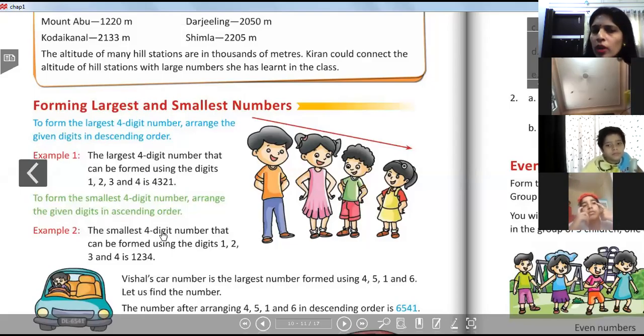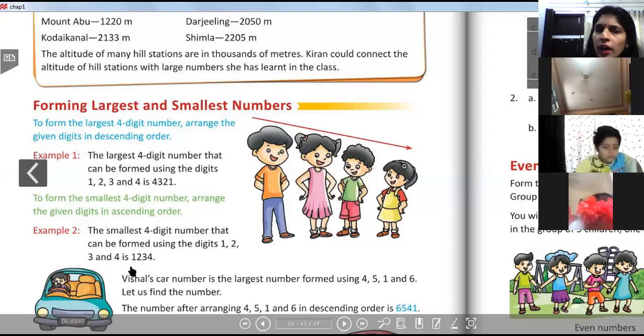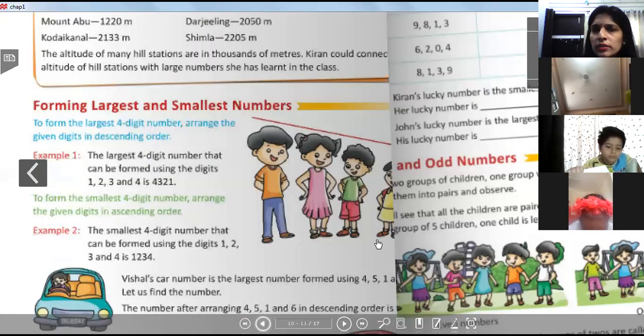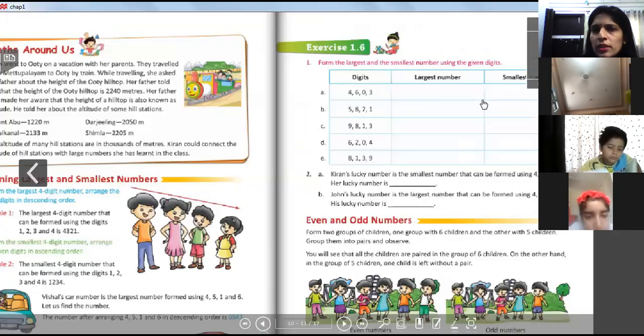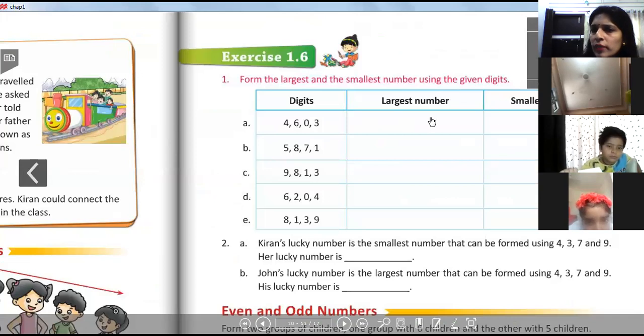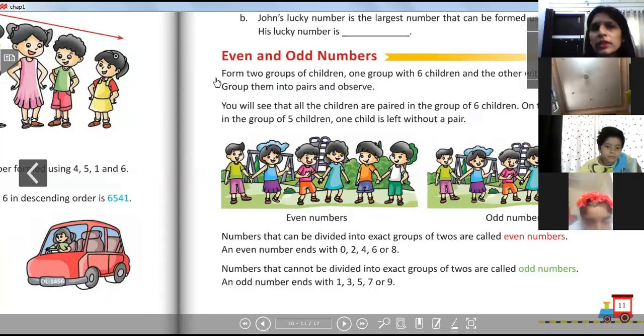And for finding the smallest 4-digit number, what are you going to do? Write the given digits in ascending order, means from smallest to largest. Okay, so 1 will come, then 2, 3 and 4. So 1234 will be our smallest 4-digit number. We have here the exercise related to this. Digits are given and you have to form the largest number and the smallest number. Then we have here even and odd numbers.